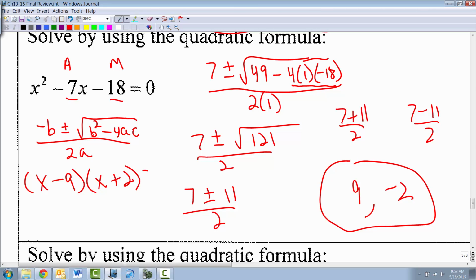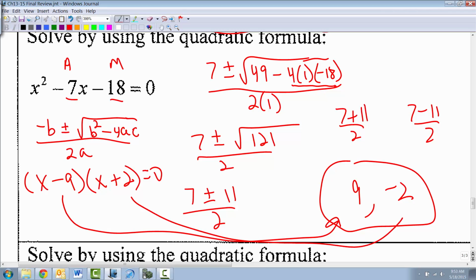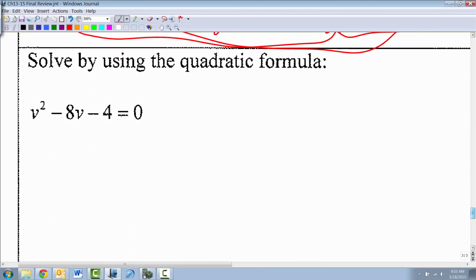That's why if you were a good factorer, this would have been a lot faster to do it by factoring. But, you know, it's up to you when you get to the final exam. This one's not so much factorable, so we're going to speed track this one.